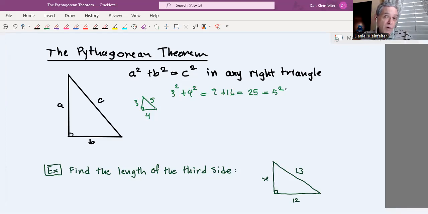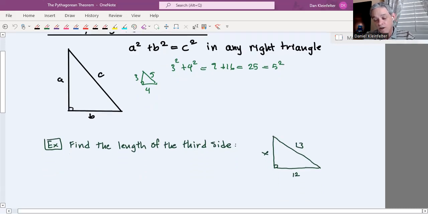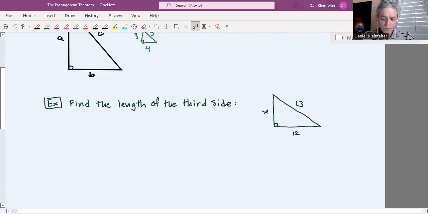The Pythagorean theorem goes both directions. If you have a right triangle, the side lengths are related by this formula. And additionally, if you have a triangle whose sides are related by this formula, then you're guaranteed that it is a right triangle. Okay, so let's try.